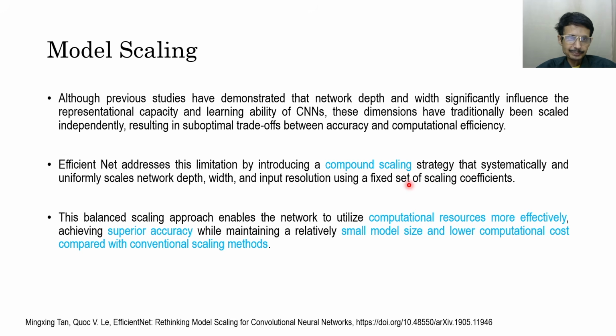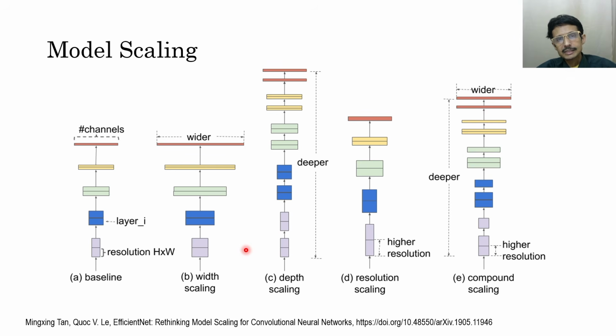This balanced scaling approach enables the network to utilize computational resources more effectively, achieving superior accuracy with a relatively small model size and lower computational cost as compared to the conventional scaling methods. That is basically the claim. How do they do this? So this is basically the baseline model. This is a normal model.